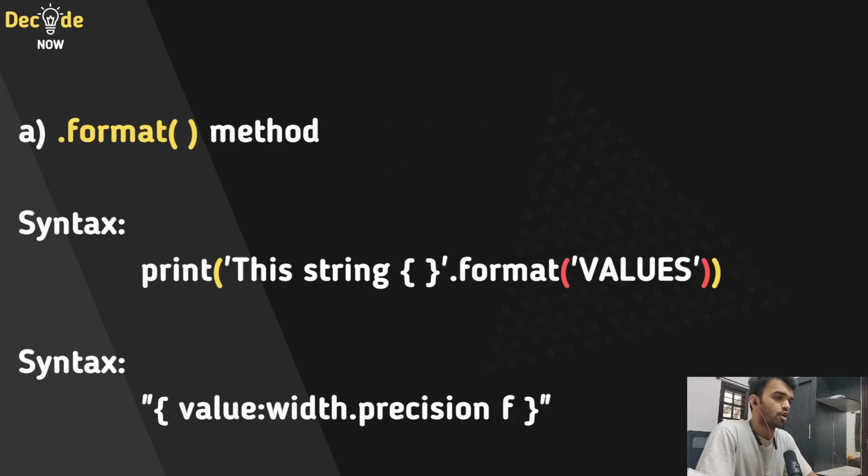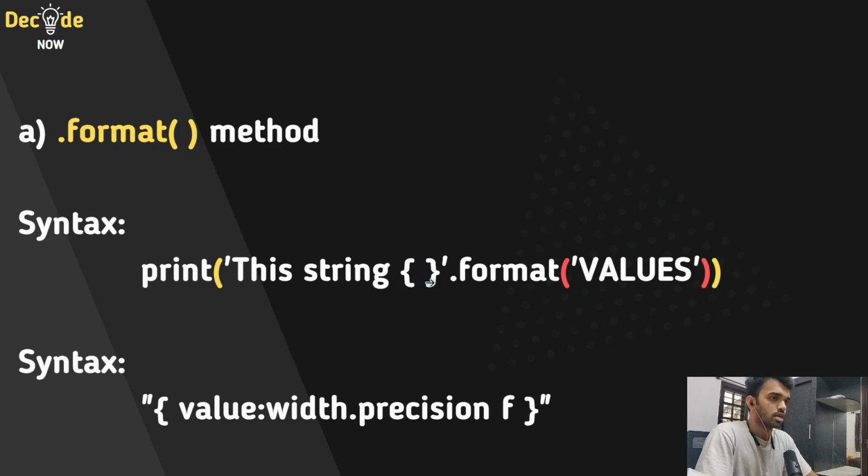Let's look into the dot format method. The syntax is a print statement, and within the print statement we have one string with open and closed curly brackets. After closing the string, we have the dot format keyword, and within the parentheses there are values. This is the value which will be displayed within the open and closed curly brackets.